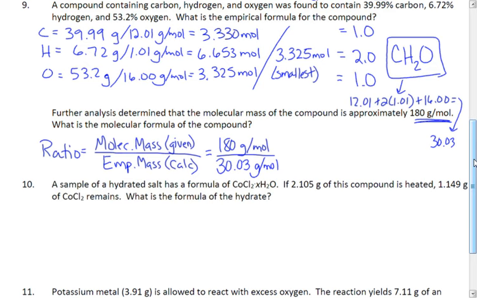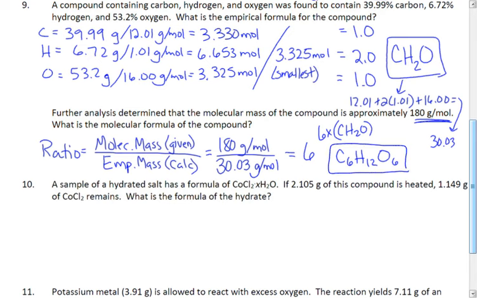When you divide, it should be very, very close to a whole number, and we can already kind of see if we have 18 divided by 3, we will end up with 6. That is what you will multiply your empirical formula by. So instead of having CH2O, we're going to multiply everything across here by 6. So we're going to have C6H12O6. And we have glucose. Okay.